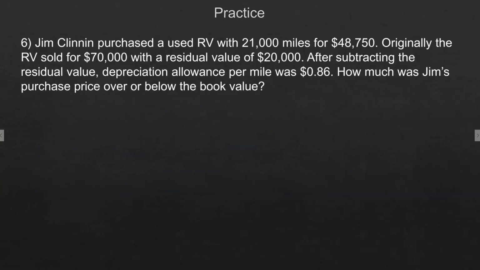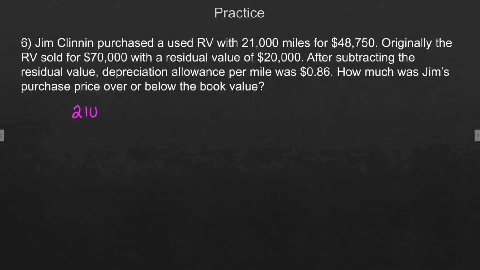All right, Jim purchased a used RV with 21,000 miles for $48,750. Originally, the RV sold for $70,000 with a residual value of $20,000. After subtracting the residual value, depreciation allowance per mile was 86 cents. How much was Jim's purchase price over or below the book value? Now this one I feel like maybe is a little bit of a tricky calculation.